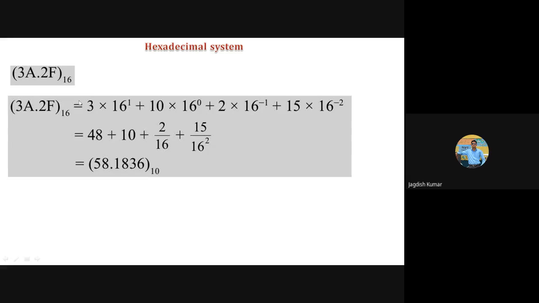So what is this number overall? 3 into 16 raised to the power 1 plus 10 into 16 raised to the power 0 plus 2 divided by 16 plus 15 divided by 16 square. What is this? 3 into 16 is 48. This one is 10 into 1 actually. This is 2 by 16. This is 15 by 16 square. Some numbers are straightforward. 48 plus 10, 58.